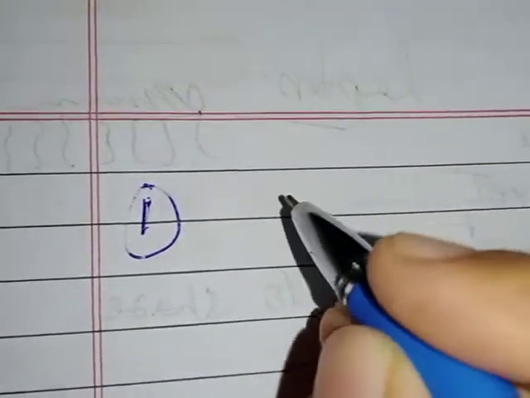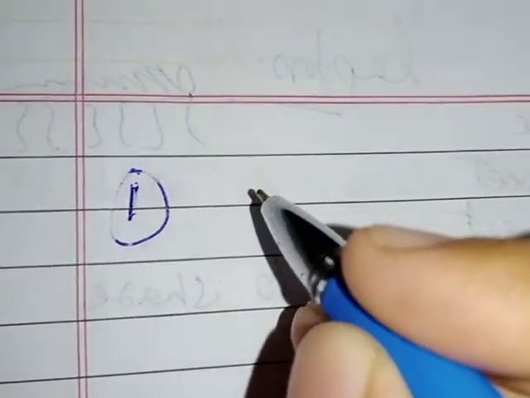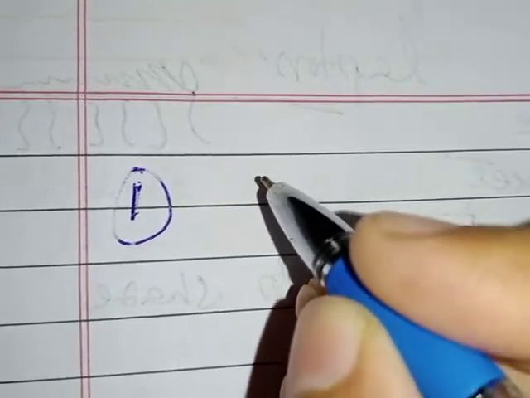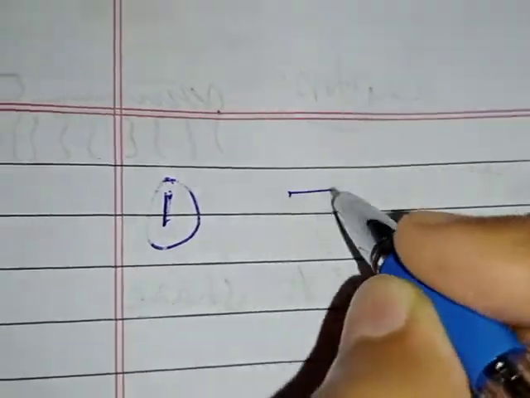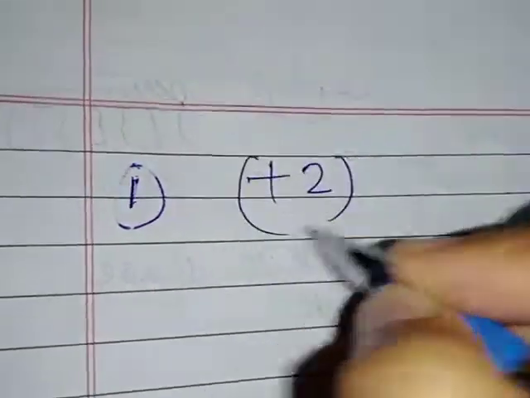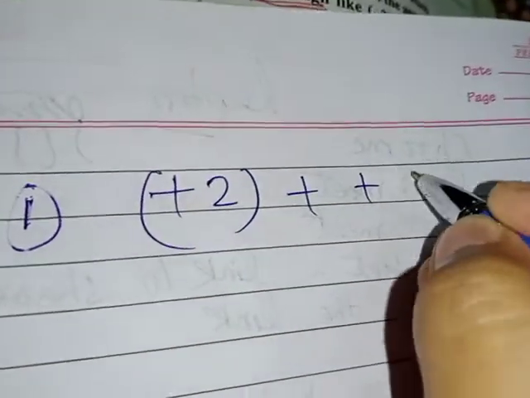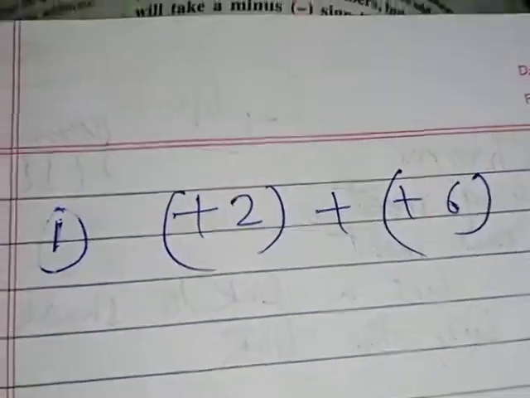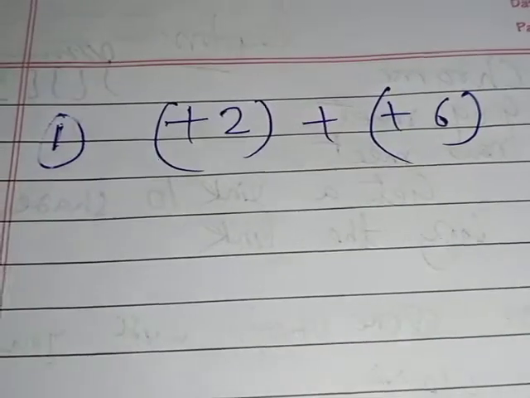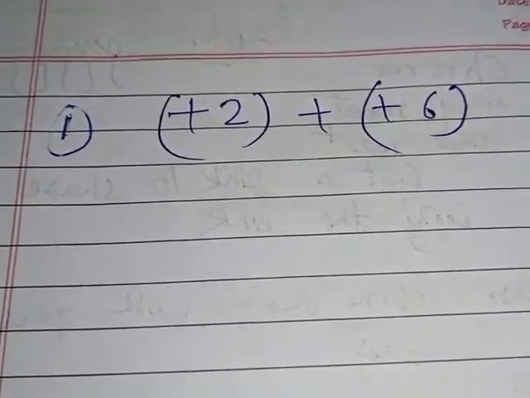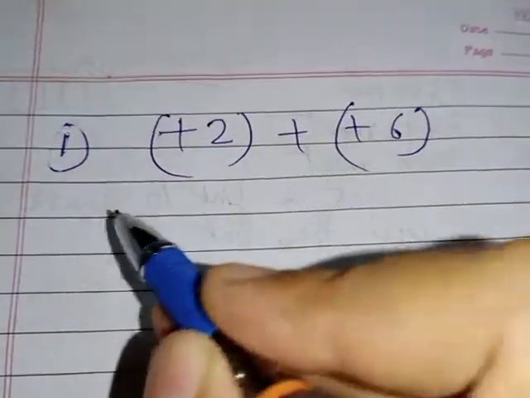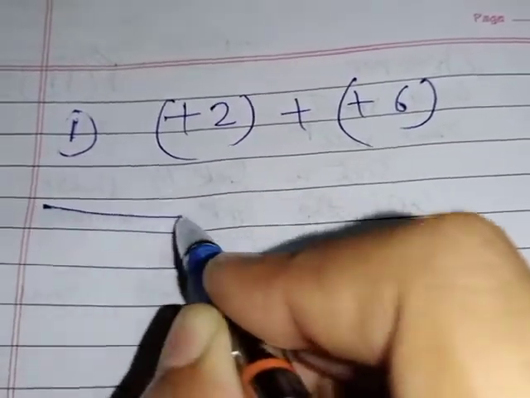Suppose you are given two positive integers to add together. Like you have to add positive integer 2 with positive integer 6. When both the integers are positive, how do we add them on a number line? First of all, we need to make a number line.